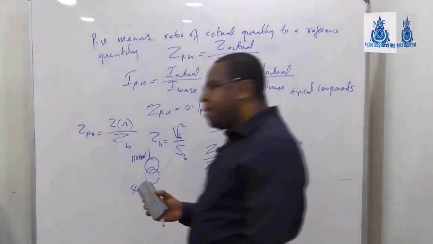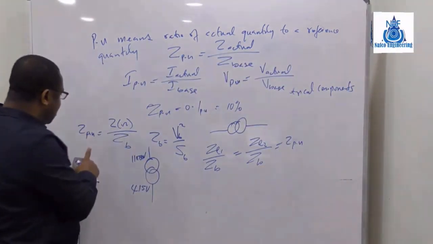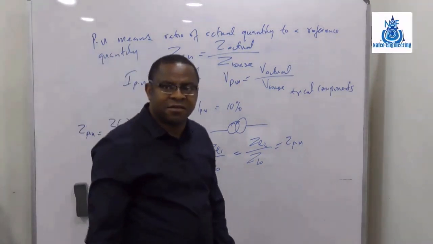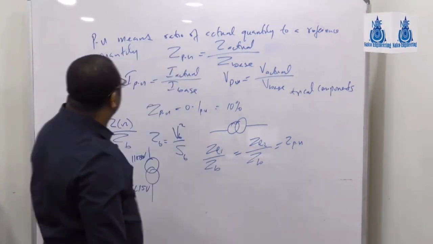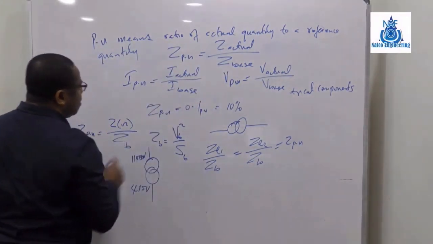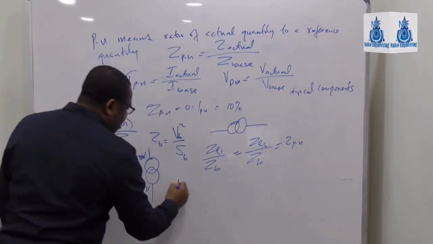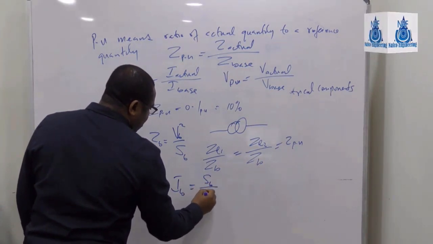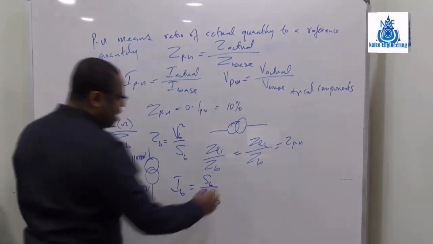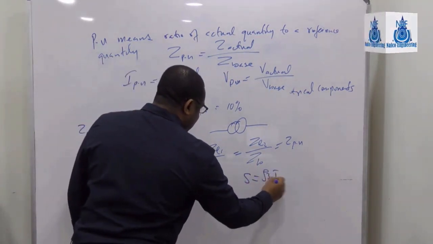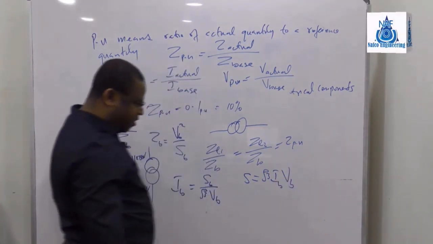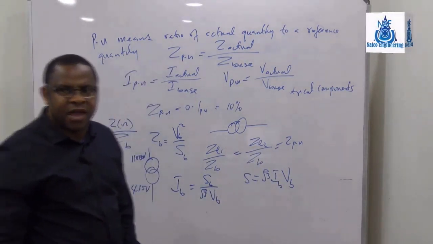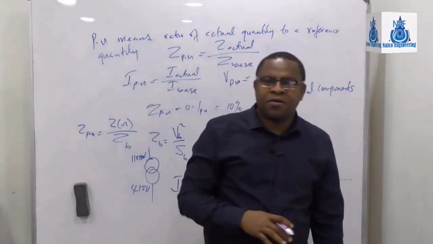So now it means that we can easily calculate Z base by saying V base squared over S base. Even here, what will be I base also? Using Ohm's law, I base will be S base over root 3 V base. Remember that S is root 3 IV. So if I want to get I base, I'll just take S base divided by root 3 V base like that. So you can use Ohm's law for all this.